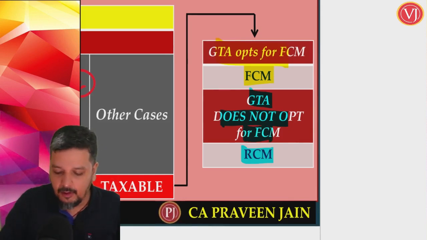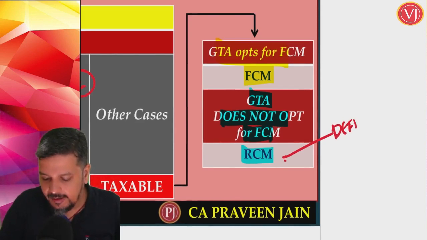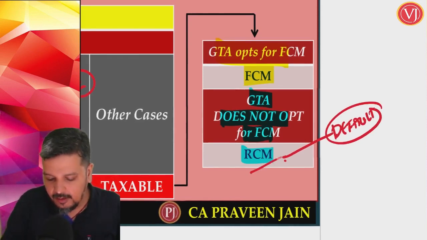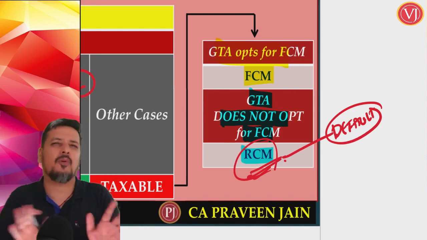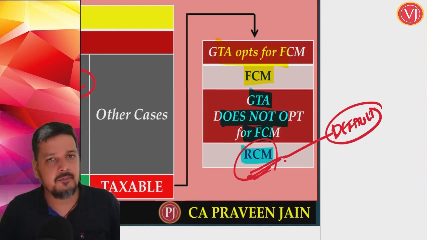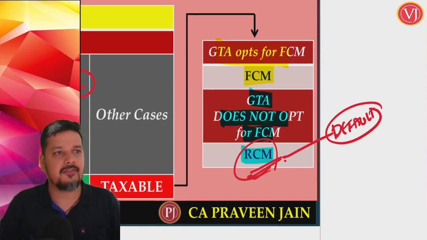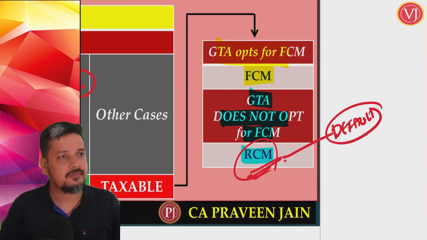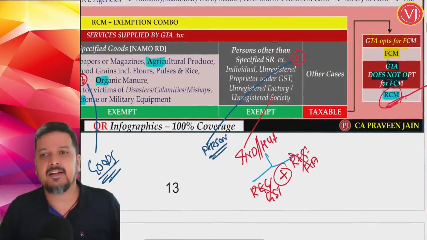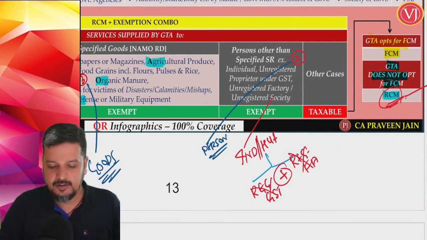So by default it will be RCM. If the GTA tells that no, I don't want RCM, I myself will collect and pay, then it will be FCM. So what is the default? RCM. If the GTA says no, I want FCM, then it will be FCM. Right. So that is the first category, GTA services. Here we have seen a part of exemption, because without seeing exemption, it will not work.